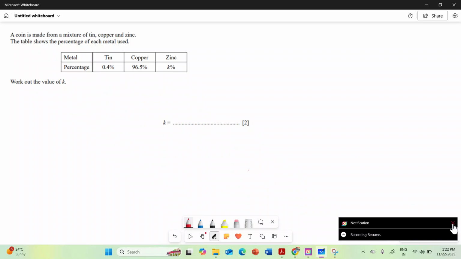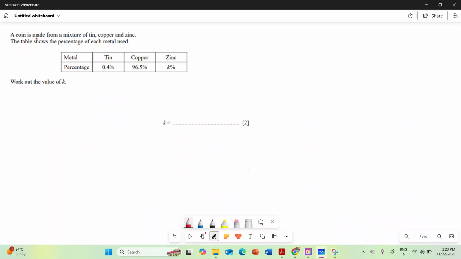This is the question. A coin is made from a mixture of tin, copper and zinc. This is the table. So here this is a metal: tin, copper and zinc. This is the percentage of tin, copper and zinc. We have to find out the value of k. The sum of the percentages is always 100%, because we are making a coin.